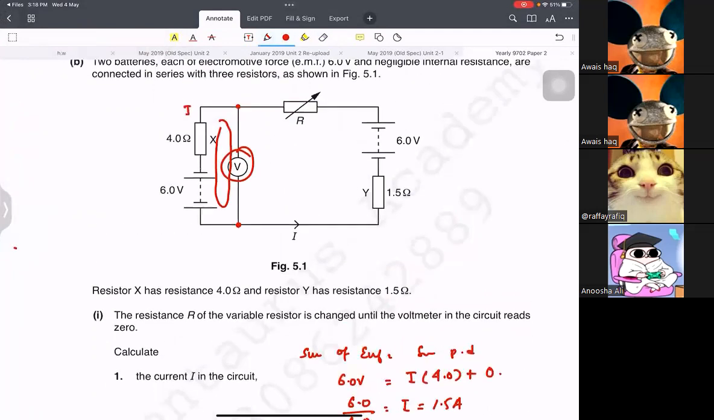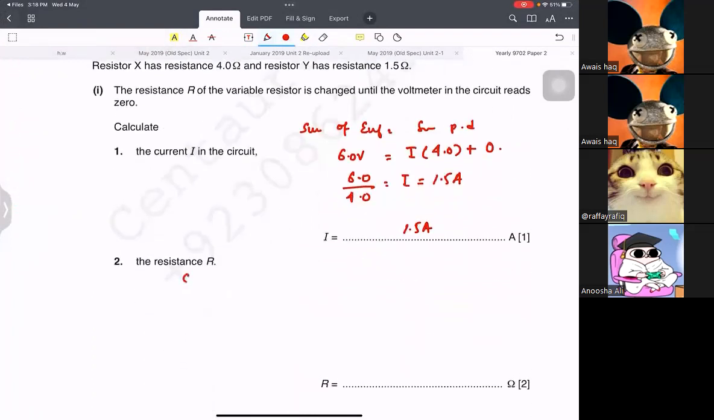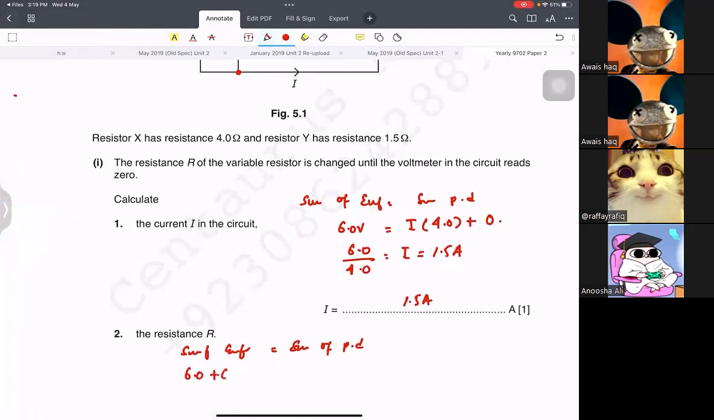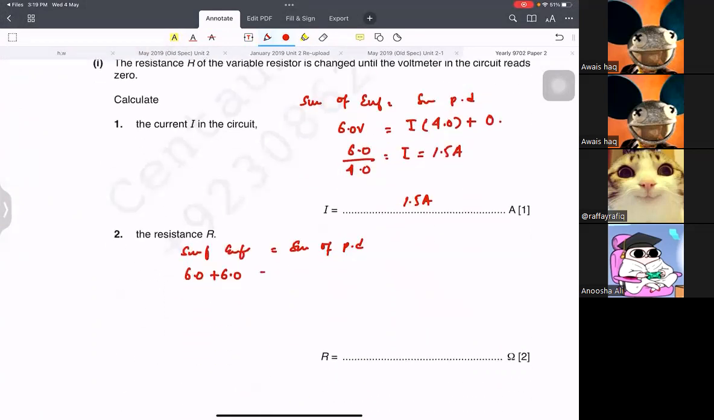Now it says resistance R. Now I can take the complete circuit, like I can take this whole loop, outer one, okay? Now if I do that, so sum of EMF equals to sum of potential differences. So EMF here is 6 plus 6. Why am I adding this? Because the positive is connected to negative, so they are correctly connected, okay? So whenever they're correctly connected, you can always add them together. Then what you do? I times 4.0.